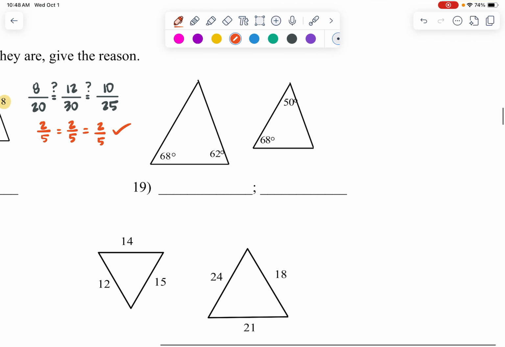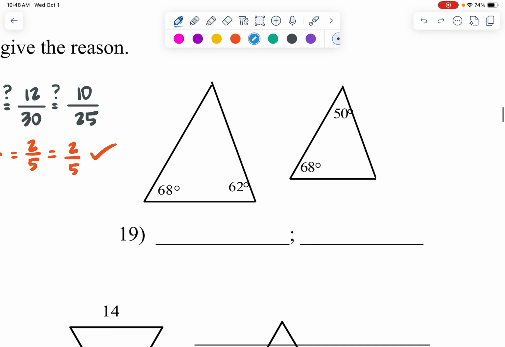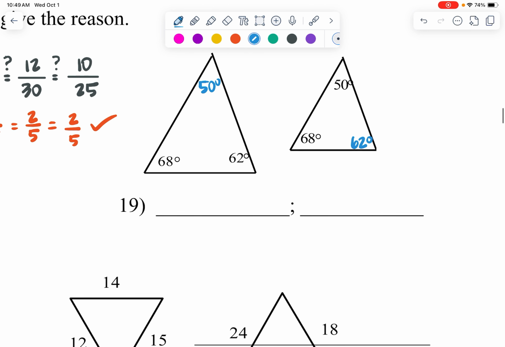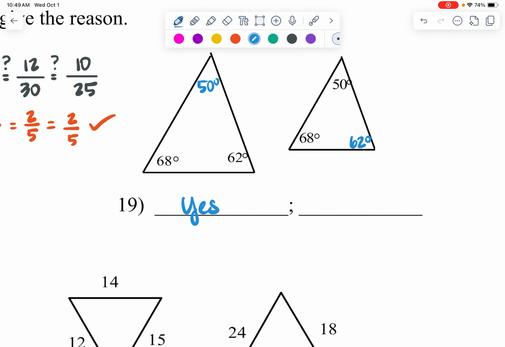All right, number 19, clearly the only thing they gave us was angles. So if these are similar, then angle, angle would be my only option. So I am going to use my lovely triangle sum theorem, and I'm going to subtract 68 and 62 from 180 to see what's left for this little top guy, and he is 50 degrees, which means this guy must be 62. And it looks like all my angles are congruent. So yes, by angle, angle similarity.